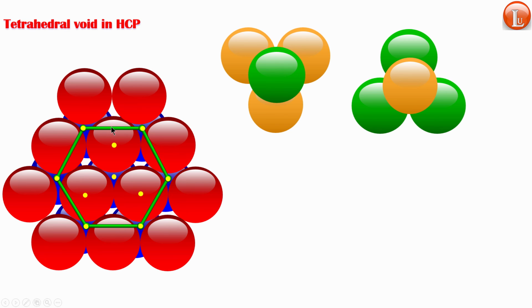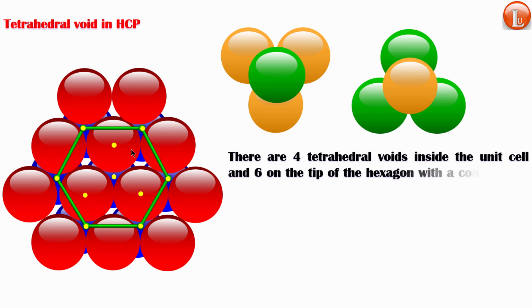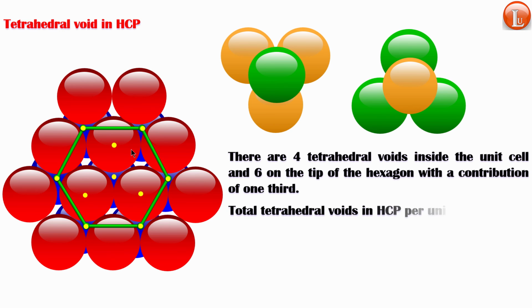1 by 3 into 6 is how much? 2. 2 plus 4? 6. 6, that is between 1 A and B. Put another A, 6 more, 12. There are 4 tetrahedral voids inside the unit cell and 6 on the tip of hexagon with a contribution of 1/3. Total is 12. And for the rhombus one, obviously it will be 1/3 of this, 4.